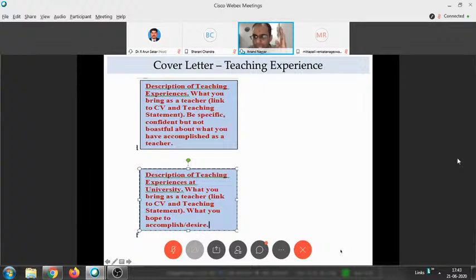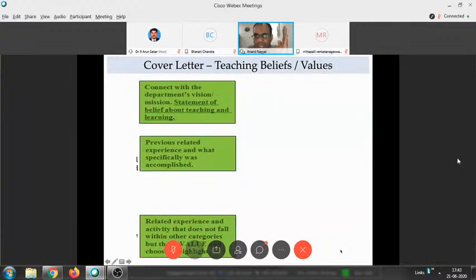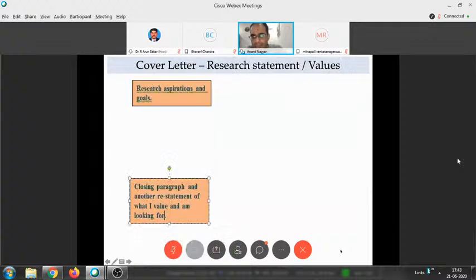Then you should always write your description of teaching, how good a teacher you are, what methodology and what exceptional qualities you have as a teacher. And then you should write some description with regard to your experience and special duties, what exactly you have contributed in your university for teaching. Then, most important, please connect with the department and its teaching beliefs. What is your mission for teaching, and your previous and related experience. So all these things are required for a teaching statement.